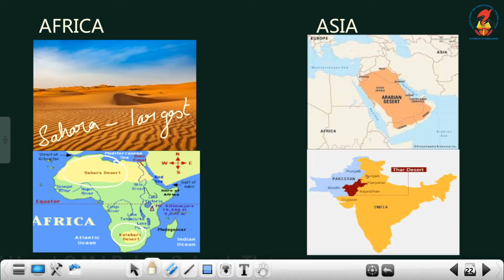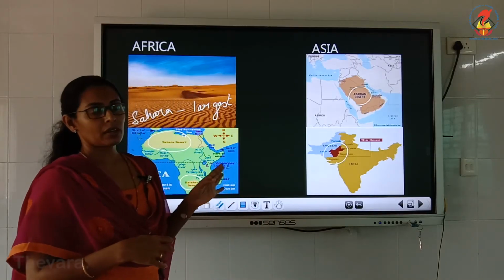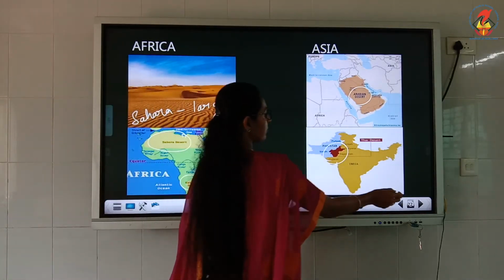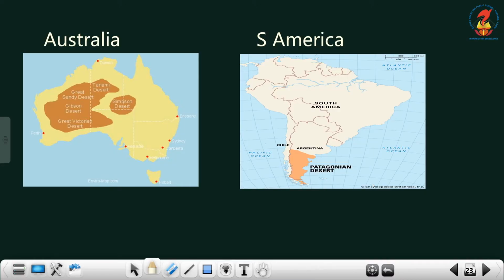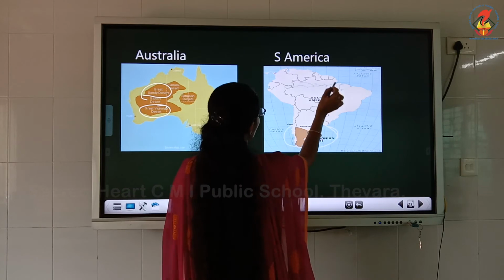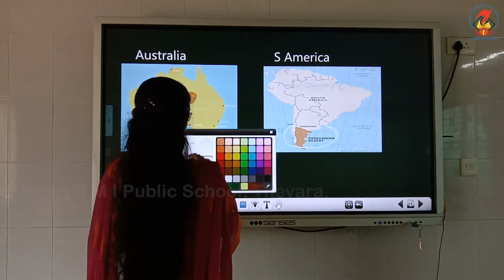Now in Asia we have Thar Desert and Arabian Desert. These are another two names. Then the next one is in Australia, Great Sandy Desert, and Great Victoria Desert in Australia. That's important. And in South America, Patagonian Desert, and one more desert that is almost here, Atacama Desert.